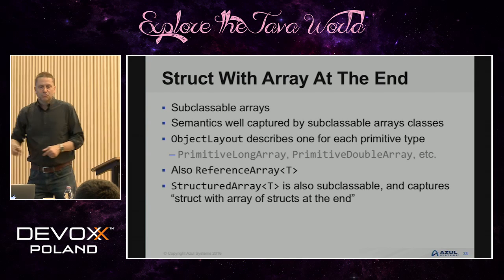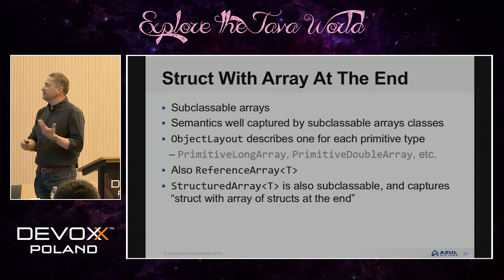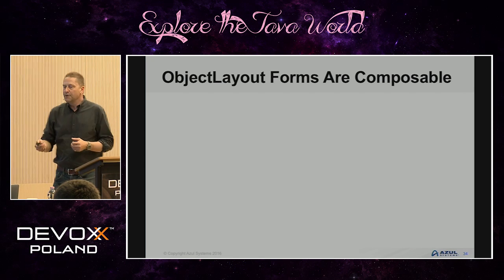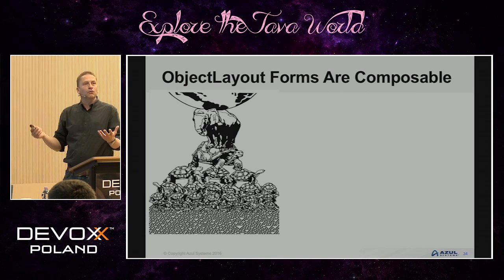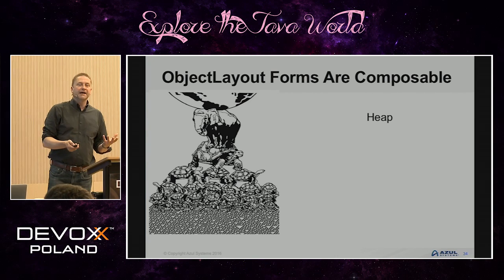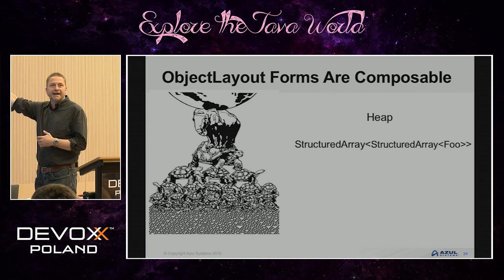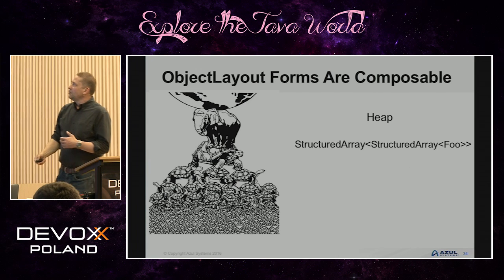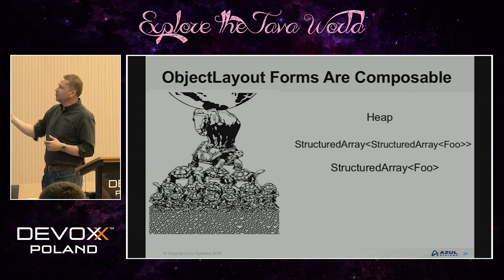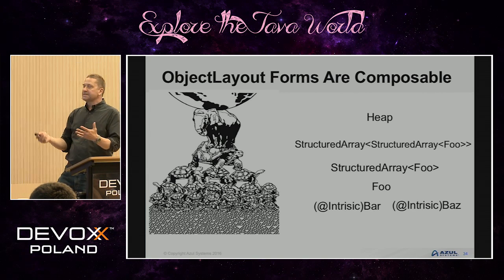Structured array, as I say, is also subclassable, so you can put a struct with an array of structs at the end using that. And so the idea is that all of these things are then composable. So we end up with a sort of fractal kind of idea. Start off with our heap, and then within that, we are going to create a structured array which has structured arrays as objects within it. That then has the objects themselves, which are structured arrays of, let's say, type foo, which then contain objects of foo. And then foo itself could be more complicated.